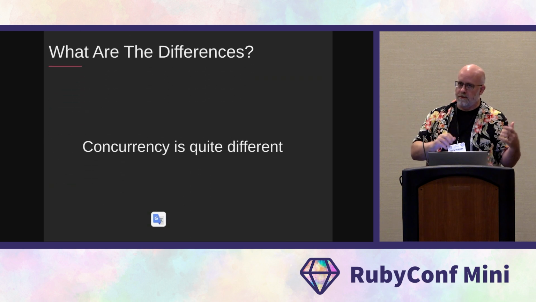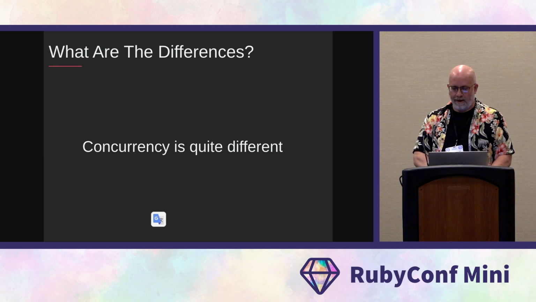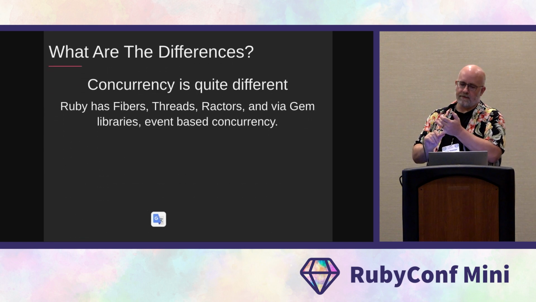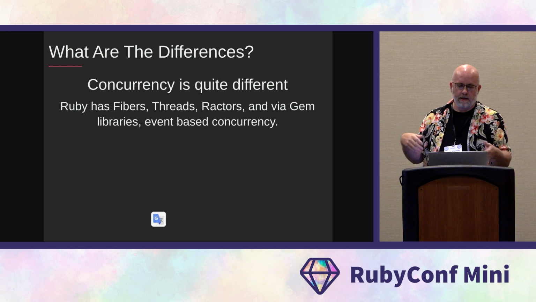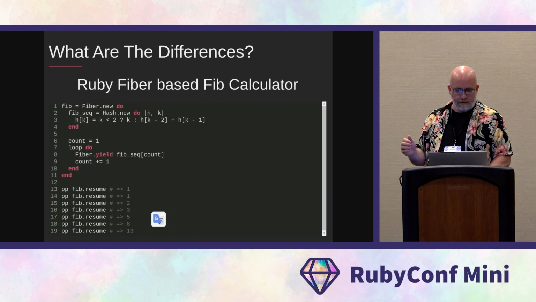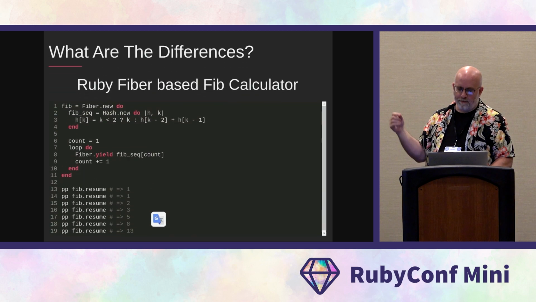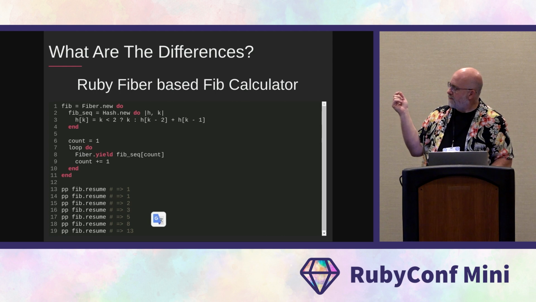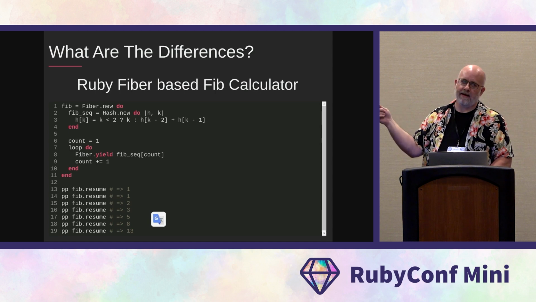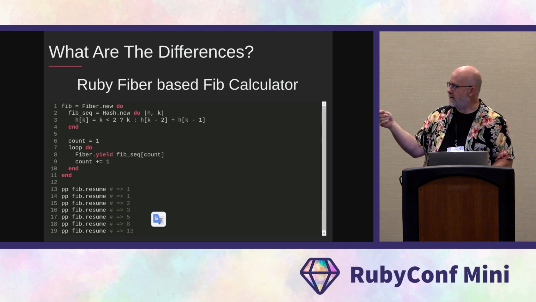Now, concurrency, I mentioned it earlier, is one of those things that's quite a bit different. Ruby has fibers, threads, ractors, and via gem libraries, you have event-based concurrency. So when you're trying to do something that is concurrent in Ruby, it can be quite a bit of work. This is a fiber-based Fibonacci calculator. It sets up a fiber, and then every time you resume that fiber, it calculates the next value of the Fibonacci sequence.